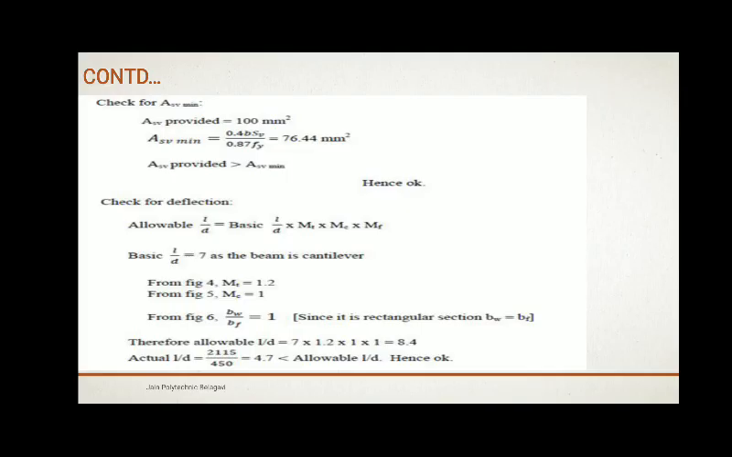So next is check for deflection. So referring IS 456, allowable L/d is equal to basic L/d into Mt into Mc into Mf. Therefore L/d is equal to 7 as the beam is cantilever. So from figure 4 Mt is equal to 1.2, from figure 5 Mc is equal to 1, from figure 6 bw/bf is equal to 1, since it is a rectangular section. Therefore allowable L/d is equal to 7 × 1.2 × 1 × 1, that is after multiplying we get 8.4.